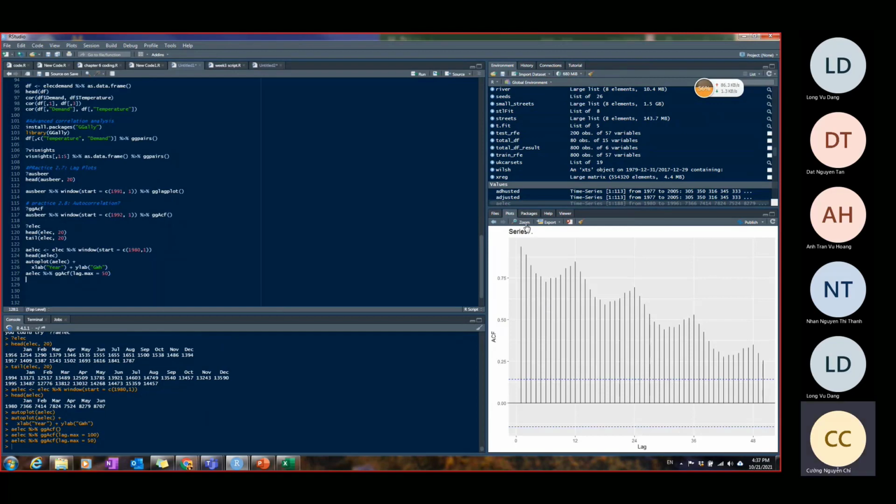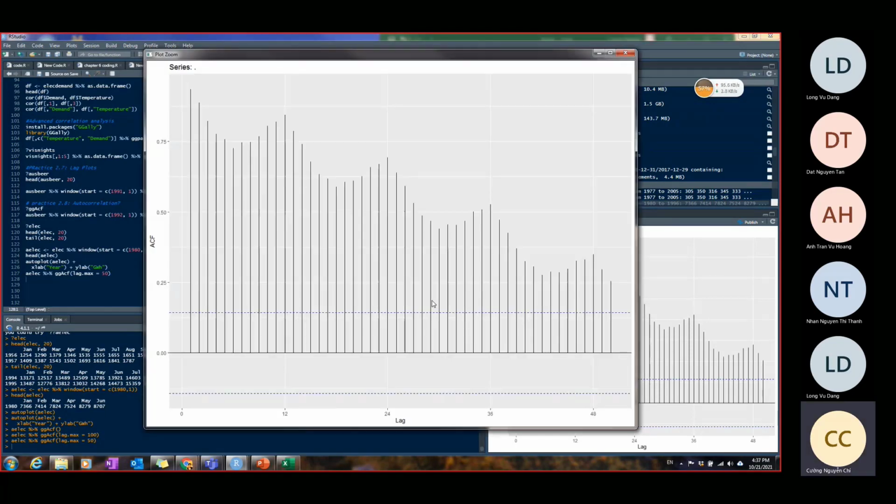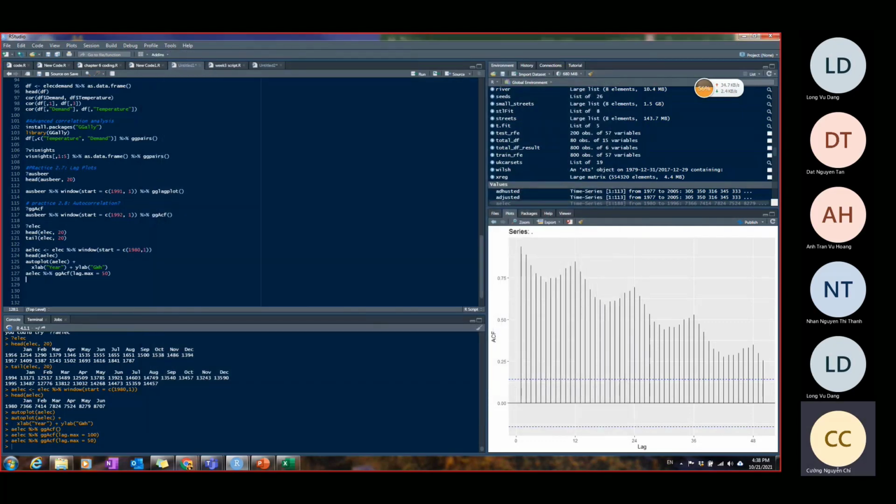So the last plot now you can see over here, right? The current values are related to the last values from last one to last 50. And this means this data set, this time series, has strong autocorrelation. You got it?